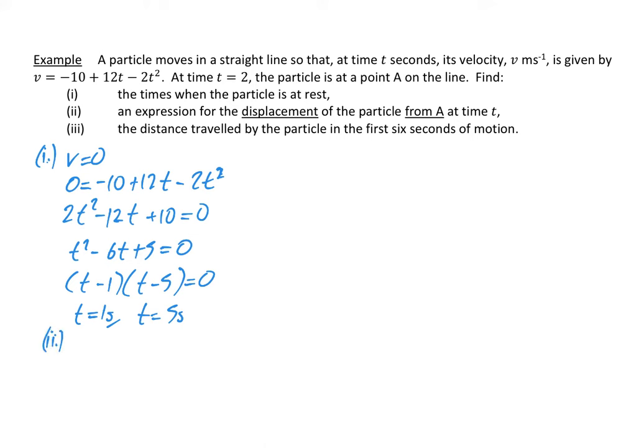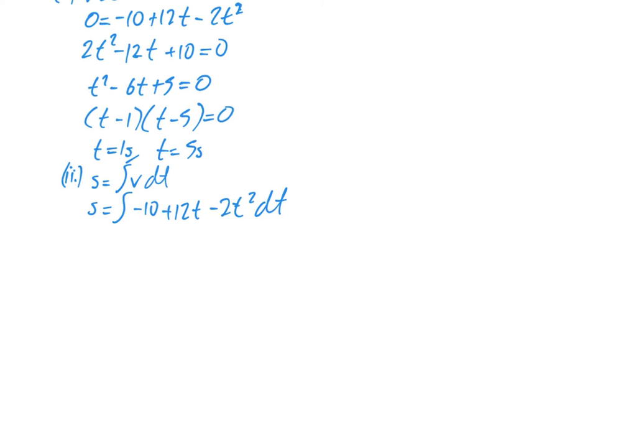Okay, part 2. Part 2 says find an expression for the displacement of the particle from A at time t. So your s, remember, is your velocity integrated. So s is equal to the integral of minus 10 plus 12t minus 2t squared, integrated with respect to t. So we'll just do that here and see what you get. You're going to get minus 10t plus 6t squared minus 2t cubed over 3 plus c.